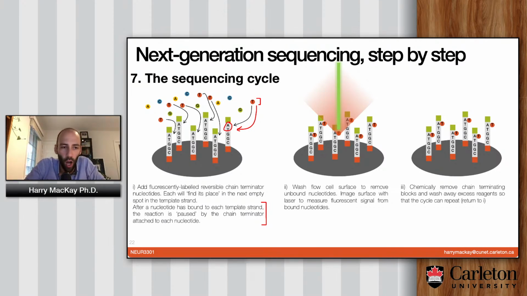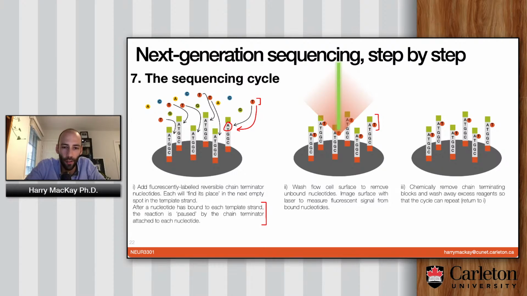Next, what you do is you wash off all the ones that haven't bound. You run buffer or water over it. All the ones that haven't bound are flushed away, and only the probes that have bound remain stuck because they're base paired onto your library, or onto your template DNA.